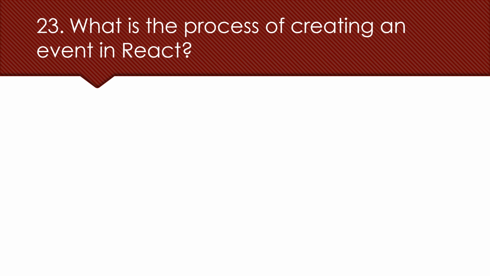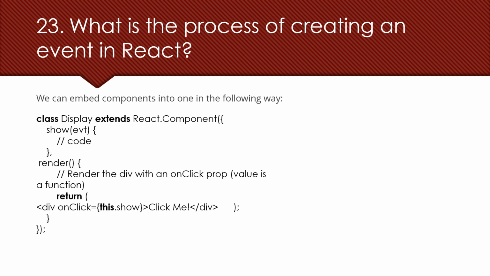Question number 23 is, what is the process of creating an event in React? This is the syntax for creating an event in React. For example, this is a Display class which has a div, and the onClick property value is a function. Here I can see onClick calls this.show method, which is a method in here. So that is how we can do it.